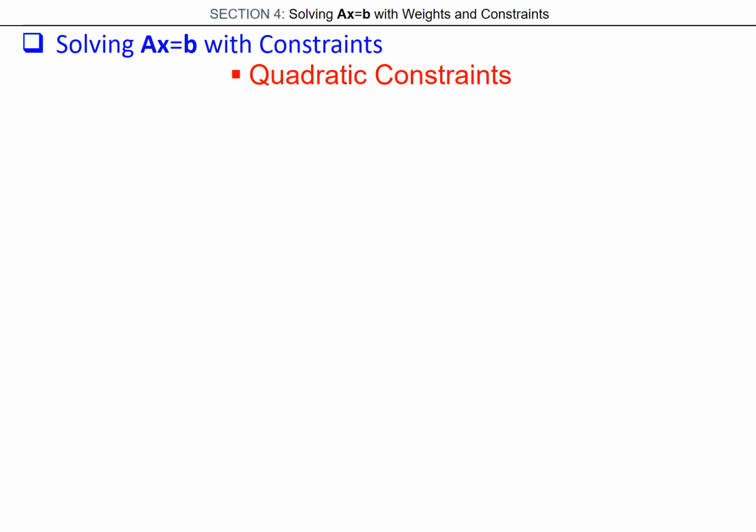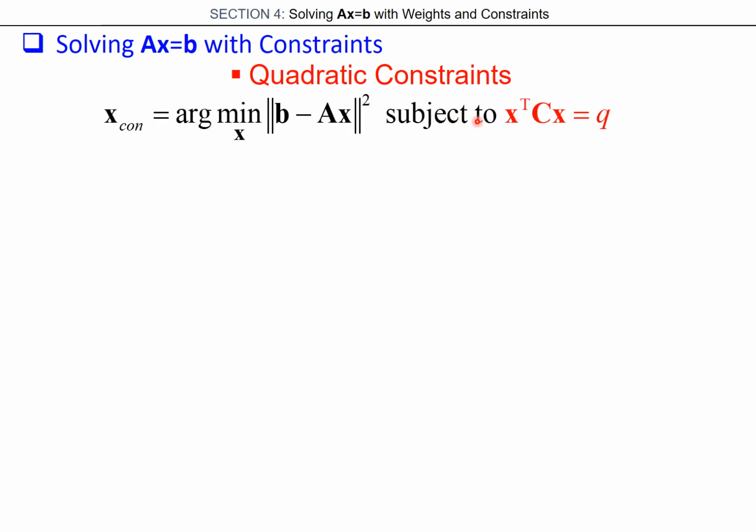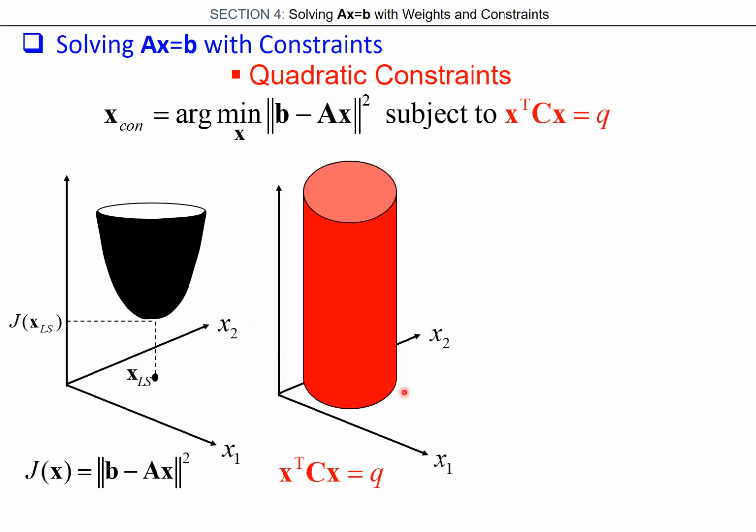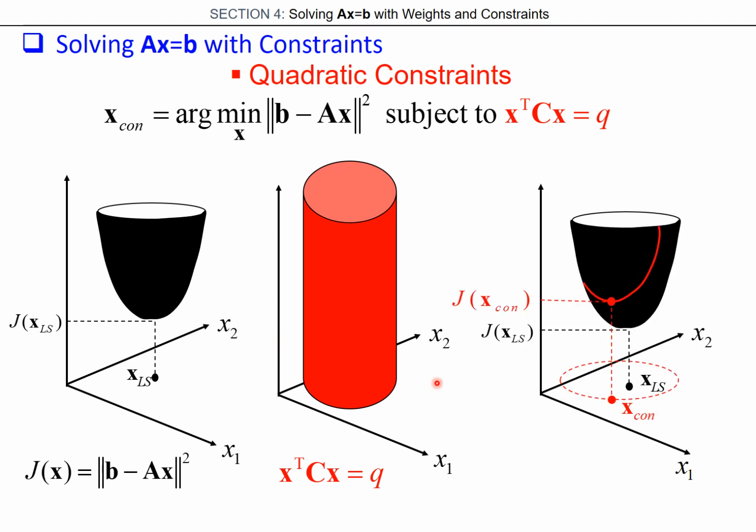So let's look now at the other type of constraint we could have, which is quadratic constraints. So here we have a general quadratic constraint where C is a matrix and Q is a scalar. And again, to visualize, imagine we had a quadratic constraint which was a sort of circle, then moving it up like a cylinder, see how it cuts this objective function surface, and you might get something like that. So there's the solution for the constrained optimization, and there's the least squares solution.